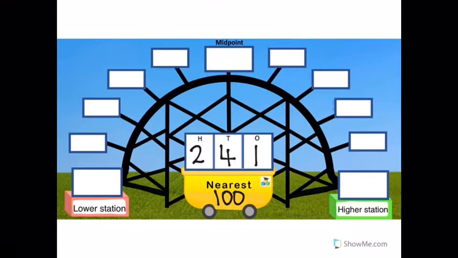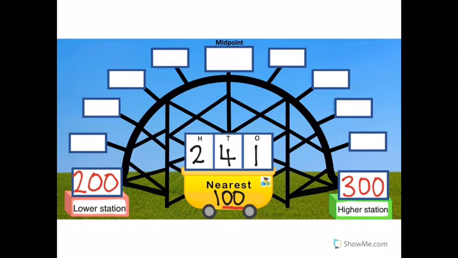Now this time we're looking to the nearest 100. 100 has 2 zeros, so the station numbers also have to have 2 zeros. And we know that it's 200, and the station number that is higher than 241 is 300. Then we have to work out the midpoint. So what number is halfway between 200 and 300? And we know that that is 250.